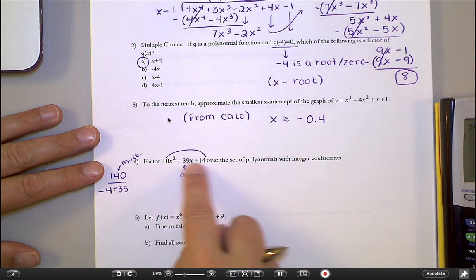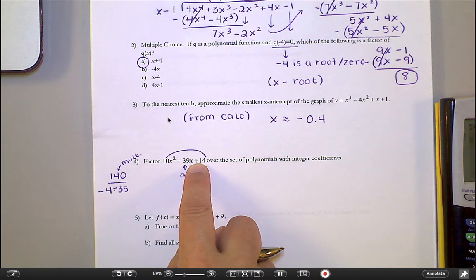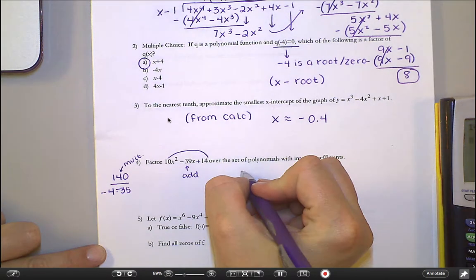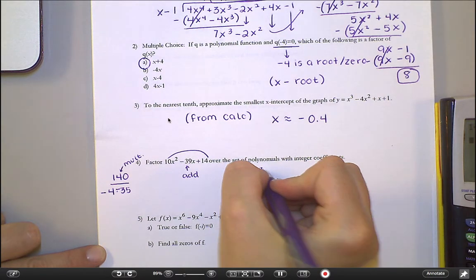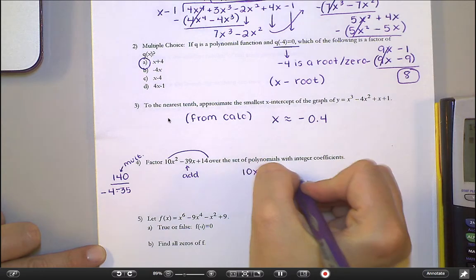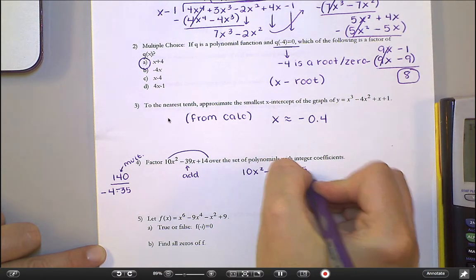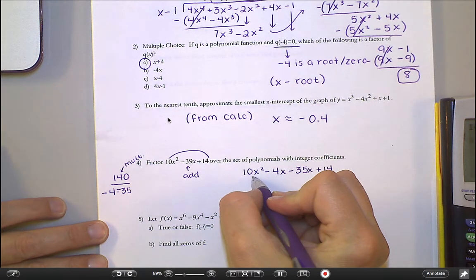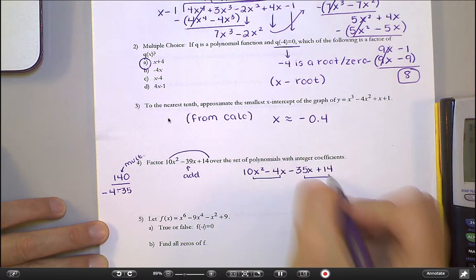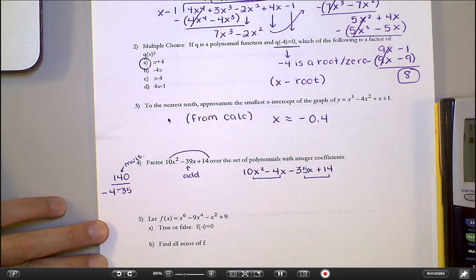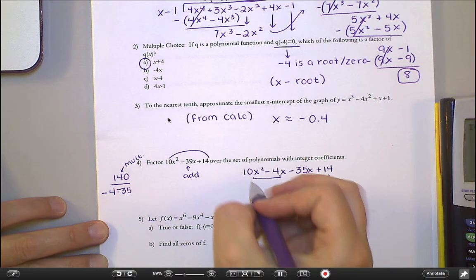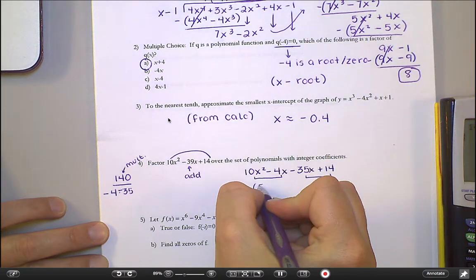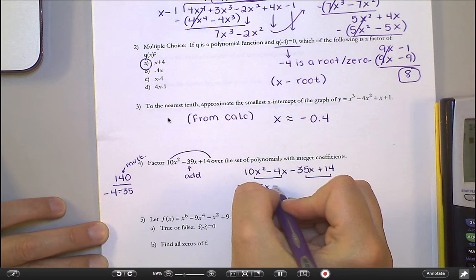And now what I'm going to do is rewrite this whole expression, except I'm going to replace the -39 in the middle with these 2 numbers. So I'm going to say 10x squared minus 4x minus 35x plus 14. And then I'm going to factor by grouping. So I'm going to take these 2 together and these 2 together and pull out whatever greatest common factor they have in common. So out of these 2, I can pull out, let's see, a 2 and an x, and that would leave me with a 5x and a -2.